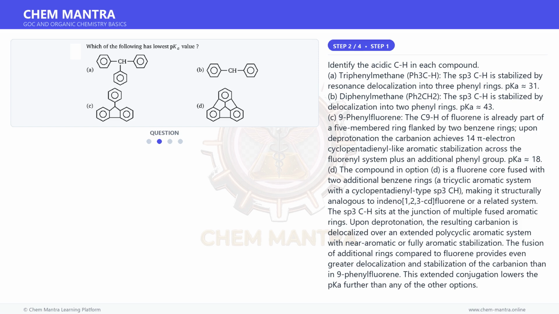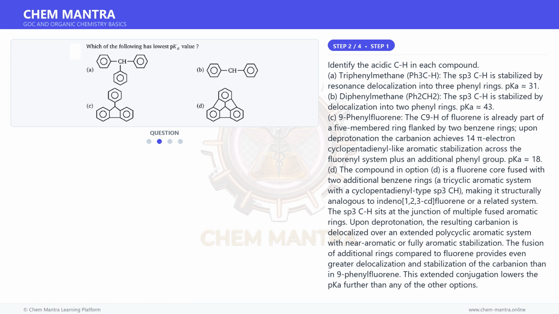A. Triphenylmethane, Ph3C-H. The sp3 C-H is stabilized by resonance delocalization into 3 phenyl rings. pKa 31. B. Diphenylmethane, Ph-CH2-Ph. The sp3 C-H is stabilized by delocalization into 2 phenyl rings.